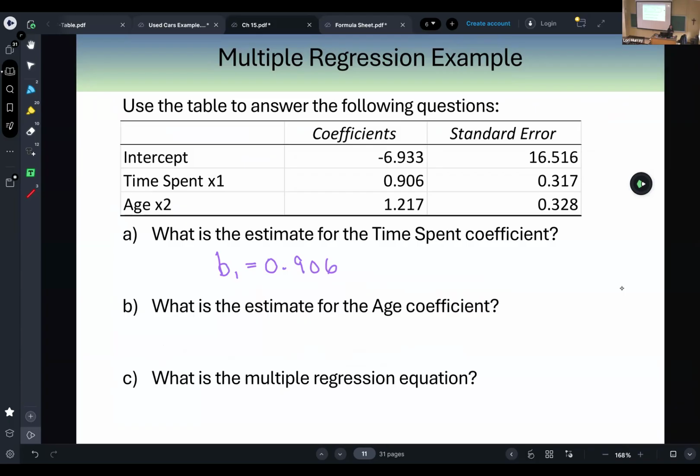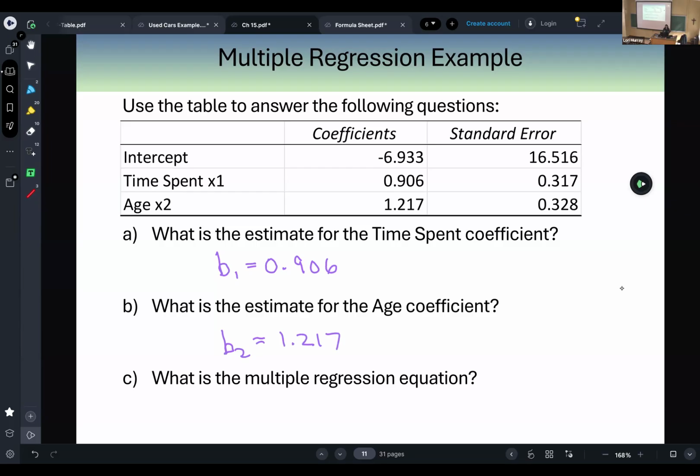That's the estimate. You just literally need to learn how to read the output from Excel. That's the part of this chapter. After the midterm, we're going to be using Excel to get the output ourselves. So we have B1. What is the estimate for the age coefficient? It's B2 because it's X2. B1 goes with X1, B2 goes with X2, and it's going to be 1.217.